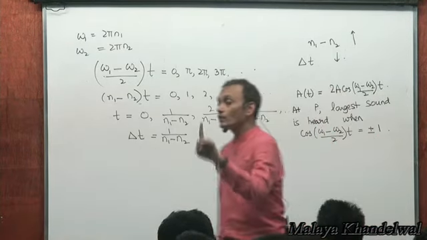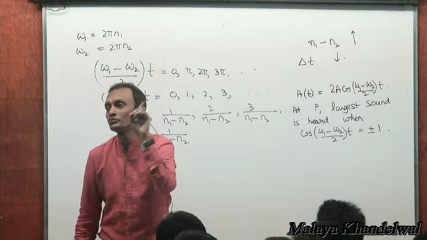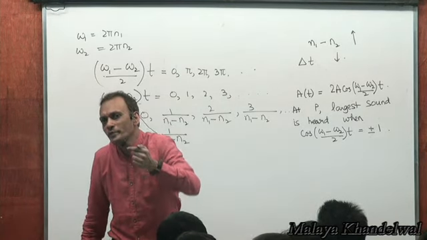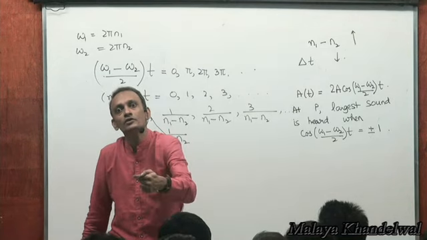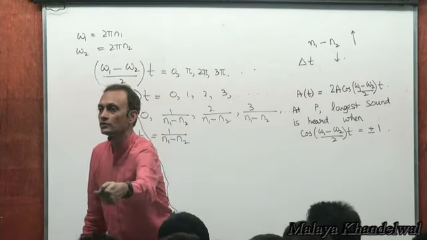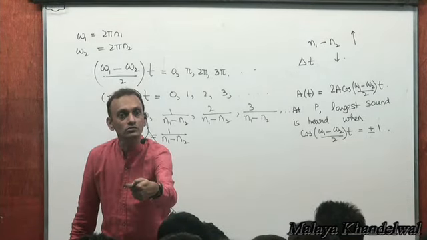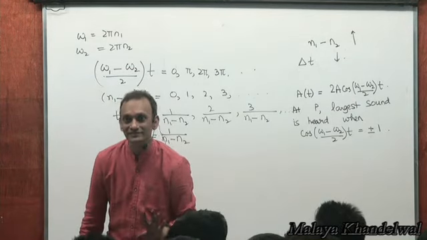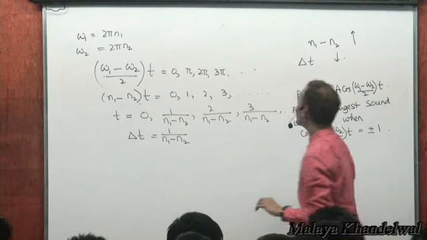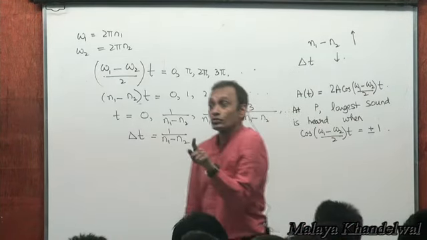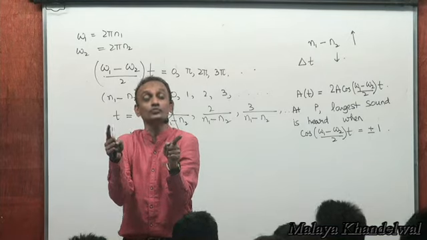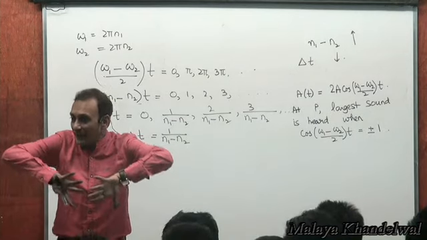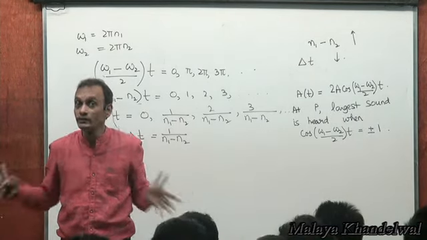It's the resolution of the human ear. If the interval between two loud sounds is really, really small, then you will not be able to distinguish between the two loud sounds. It's as if you are hearing them one right after the other. You will not see an interlude between the two loud sounds, right? It's as if it's all continuous. So, if you want to be able to distinguish between the two loud sounds, do not make N1 minus N2 very large, right?